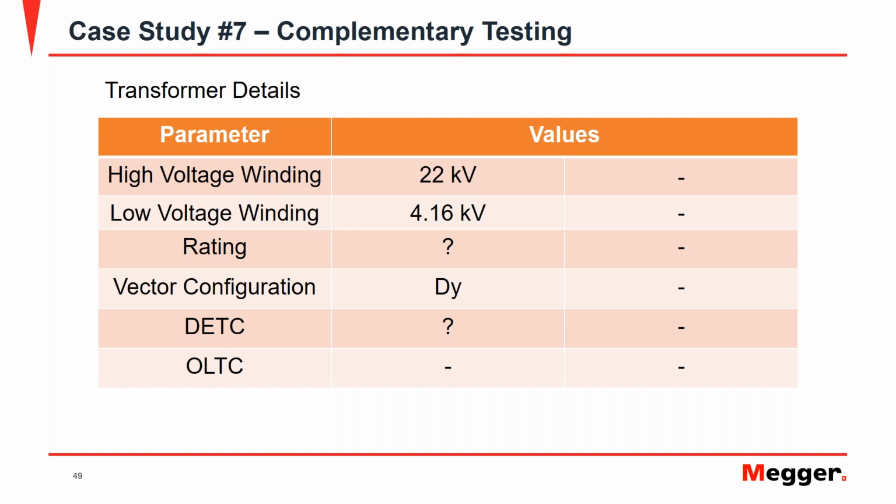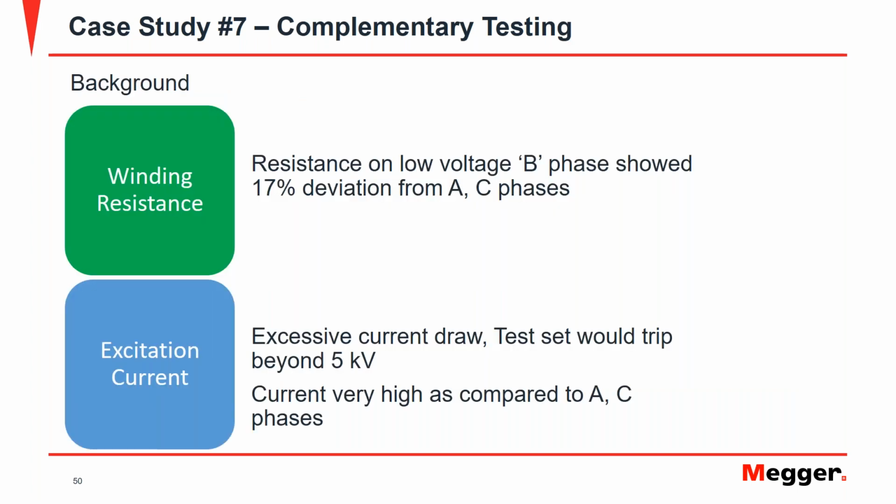So for this example, we had a transformer that was rated at 22 kV on the high voltage side. It had a low voltage winding at 4.16 kV. And although we were not able to get a lot of detailed information as far as the rating and the taps, we know that it had a delta Y vector configuration. So let's understand the background for this transformer. When we performed winding resistance, it was shown that the resistance on the low voltage B phase was deviating by about 17% from its counterpart phases, that is from the A and the C phases.